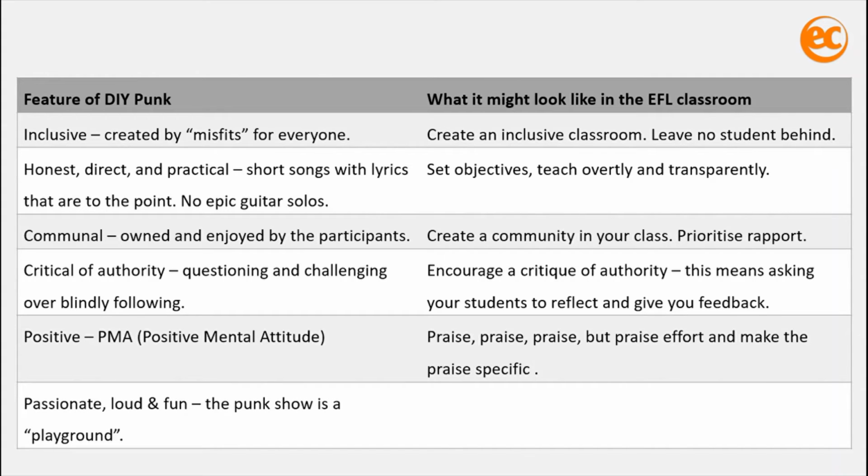So punk is passionate, loud, and fun. The punk show is a playground. So punk wouldn't exist without passion, and many punk bands start with zero skill, and they're not talented, but passion outweighs talent. I think that's the message here, and that's what makes punk shows so fun, loud, and energetic, is the passion.